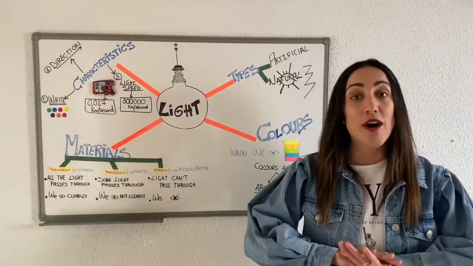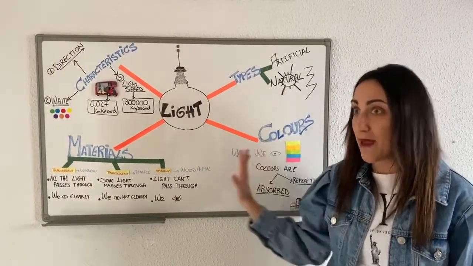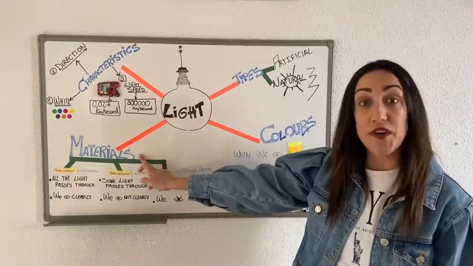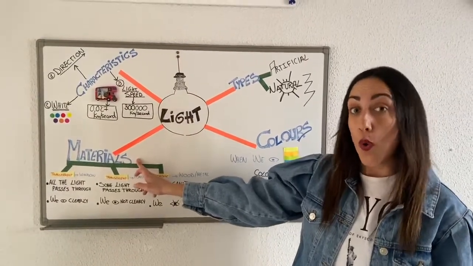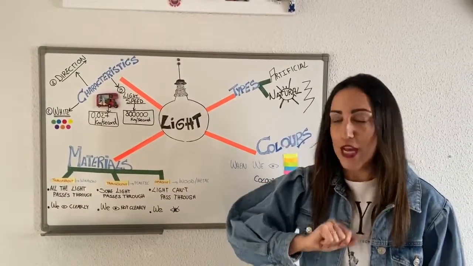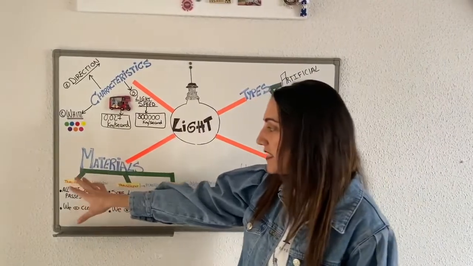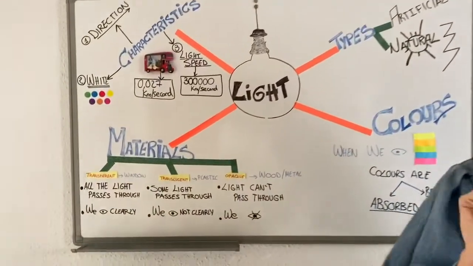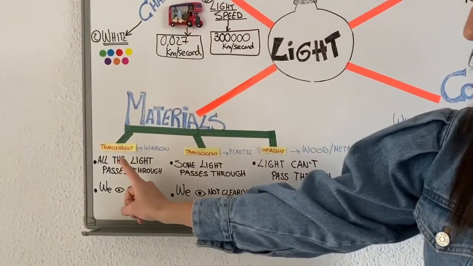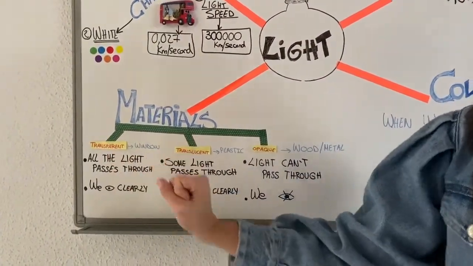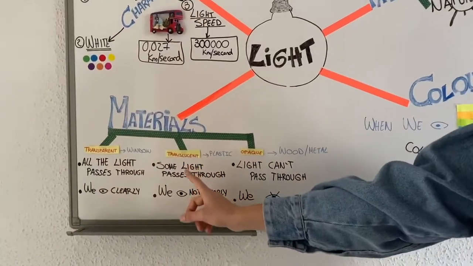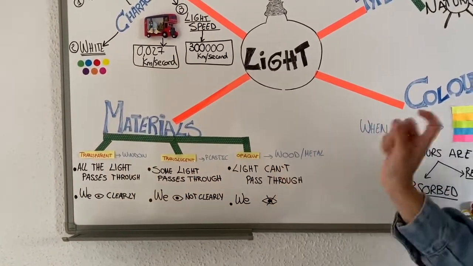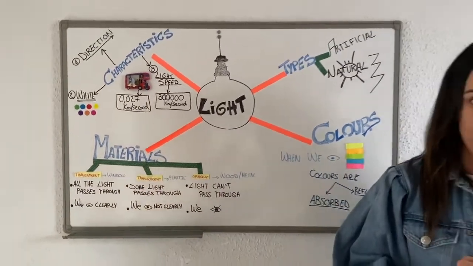Now let's learn about the last part of our mind map, which is about the materials and their relation with the light. Okay, so first of all, we can see that there are 3 types of materials related to light. The first one is transparent. The second one, translucent. And the third one, opaque. Let's see the differences between the 3 of them.